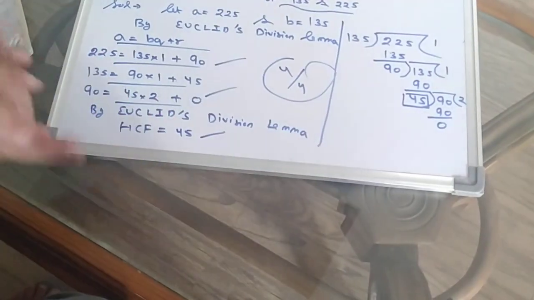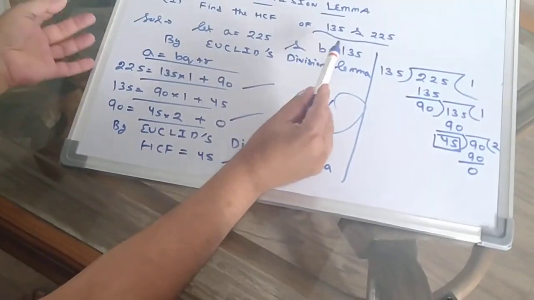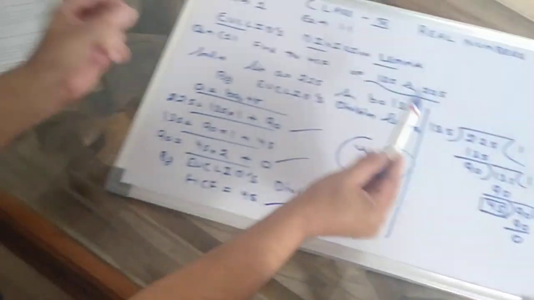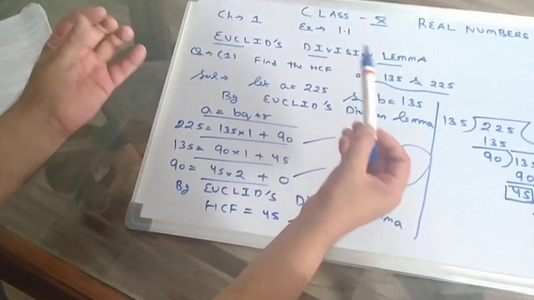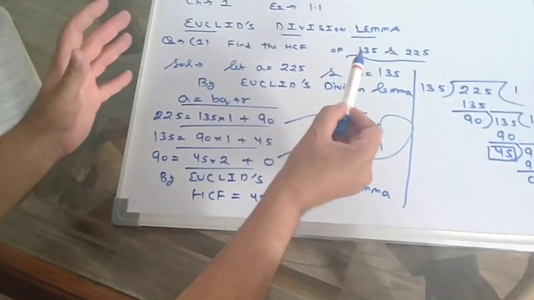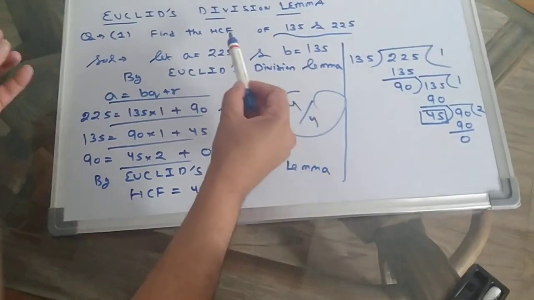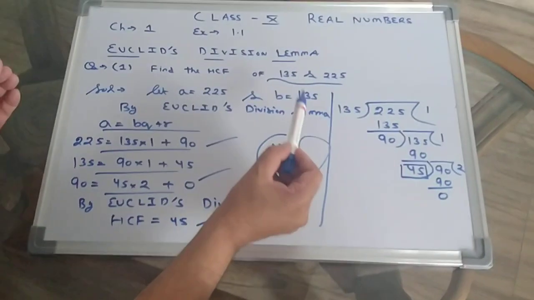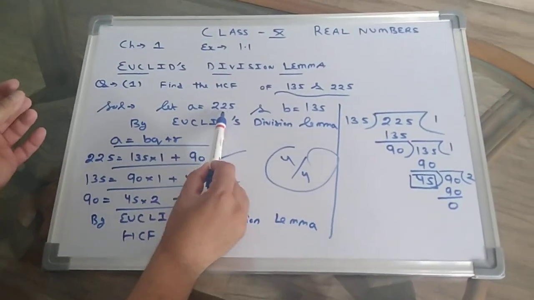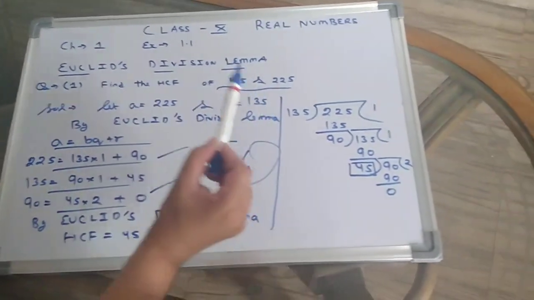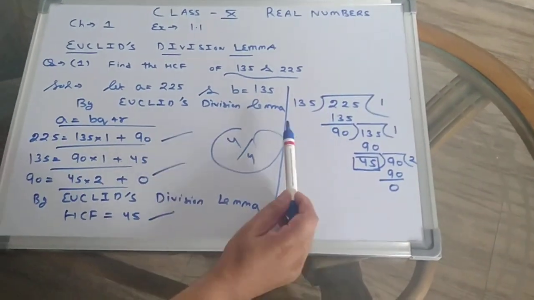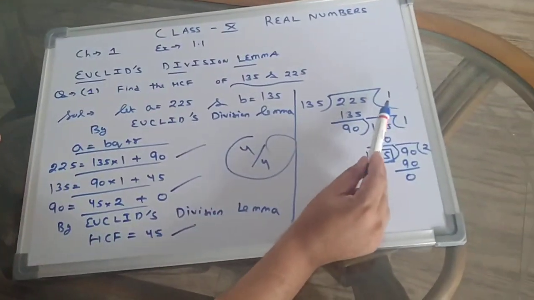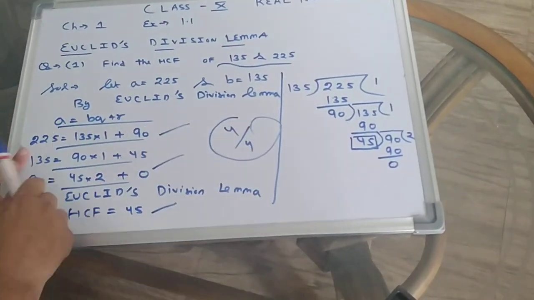I can explain it again. When we have to find the HCF by using Euclid division lemma, or he simply asks you the definition of Euclid division lemma, you write the definition. Or if he is asking to find the HCF of two numbers by using Euclid division lemma, you let a be the greater number, b the smaller number. Then you start the process of division. 225 divided by 135, quotient is 1 and remainder is 90. You can write in this form.